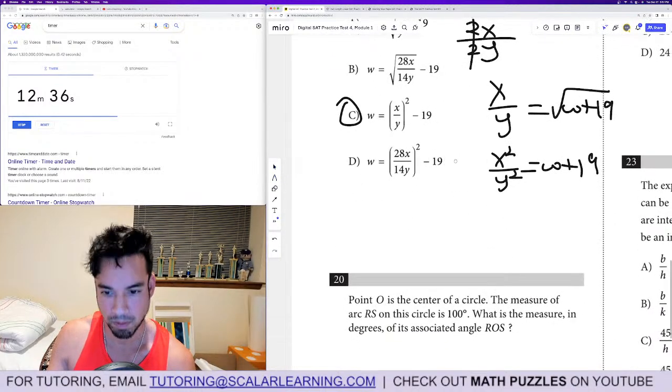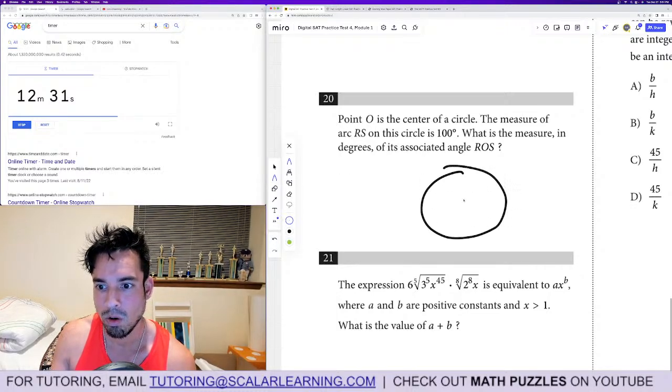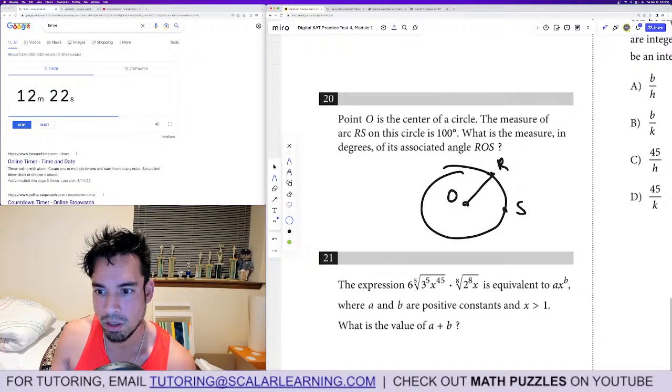Number 20. Point O is in the center. Okay, back to the free response. Nice. Point O is in the center of a circle. The measure of arc RS in the circle is 100. What is the measure in degrees of the associated angle ROS?